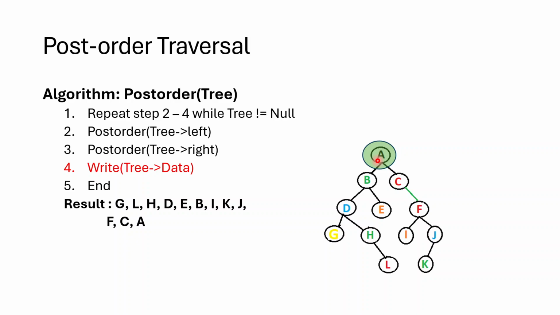So in in-order, it is left, root, right. In pre-order, root, left, right. In post-order, left, right, and root. This is how you can do the traversal in trees.